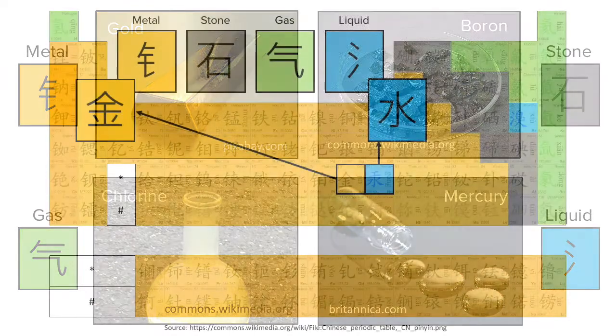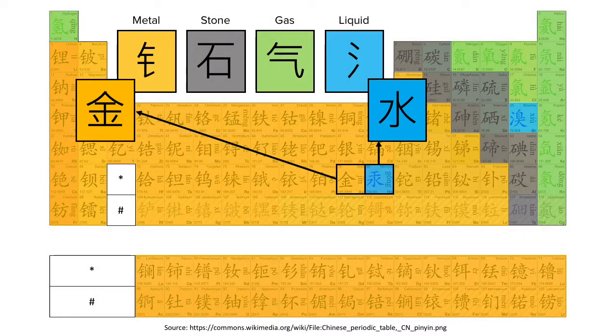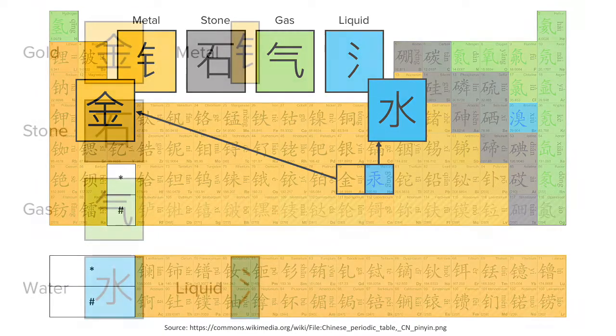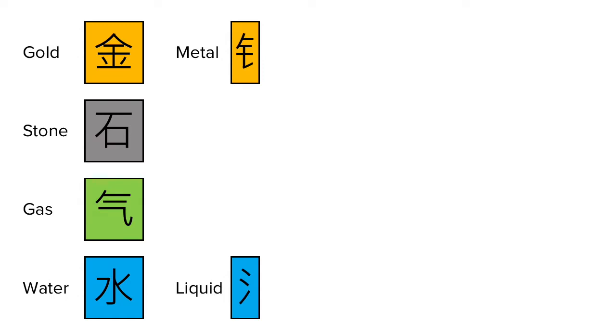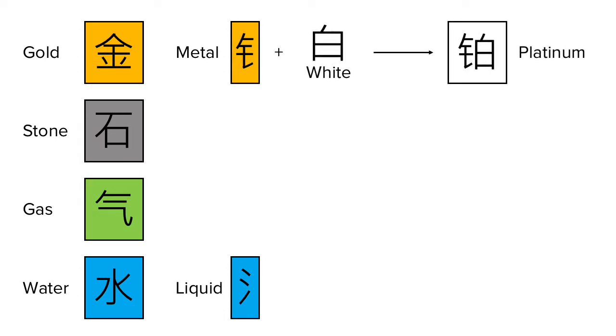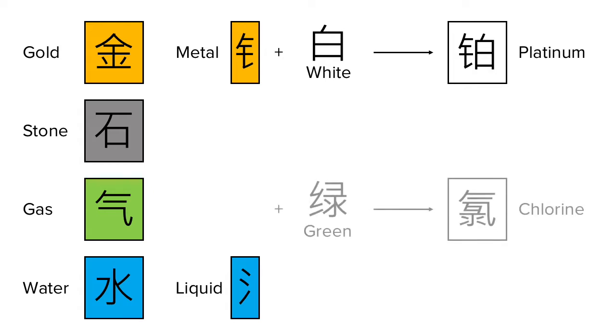Now, if you want to take it a step further, you may notice that there are 2 apparent exceptions. The symbols for metal and liquid are actually squashed up versions of the characters for gold and water. This allows you to put another symbol into the other half of the character to indicate which specific element you mean. For example, platinum is represented by the character for metal combined with the character for white, because it's a white metal. Chlorine is represented in Chinese by the character for gas combined with the character for green, because it's a green gas.